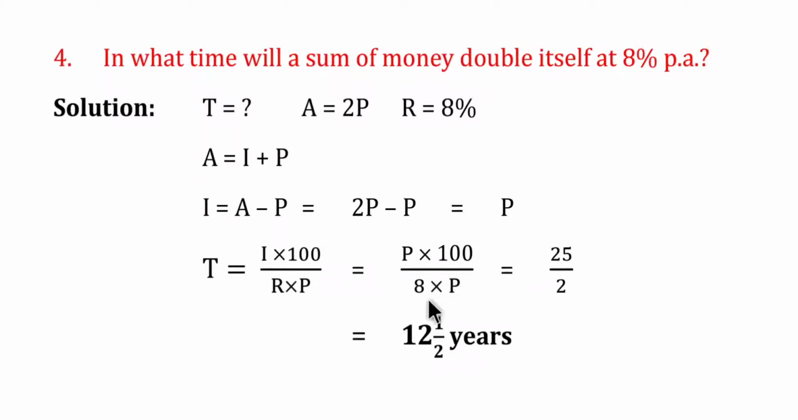100 and 8 can be cancelled by 4. 100 will be cancelled by 4 25 times and 8 will be cancelled 2 times. So 25 by 2 is equal to 12 and a half years. So the required time is equal to 12 and a half years.